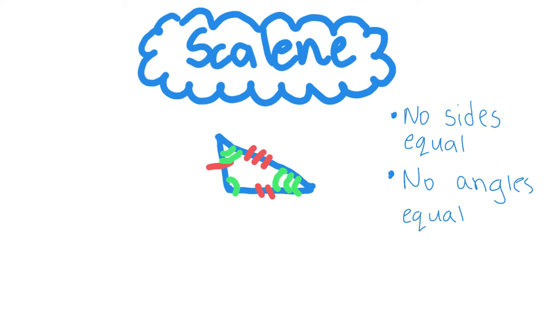So in the triangle I drew, this side is one of a kind, this side is one of a kind, and this side is one of a kind. And this angle is one of a kind, this angle is one of a kind, and this angle is one of a kind. So it satisfies the rules.